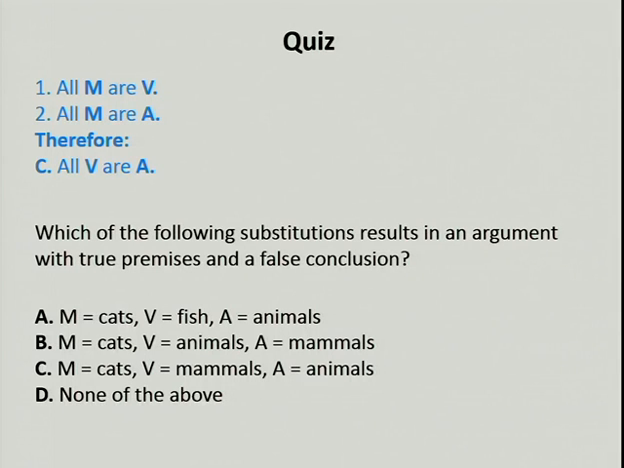B. So all cats are animals. That seems to be true. All cats are mammals. That also seems to be true. So all animals are mammals. Yeah. That is right, but that's not what we're looking for, right?